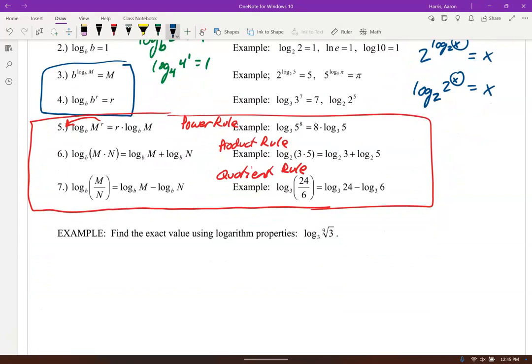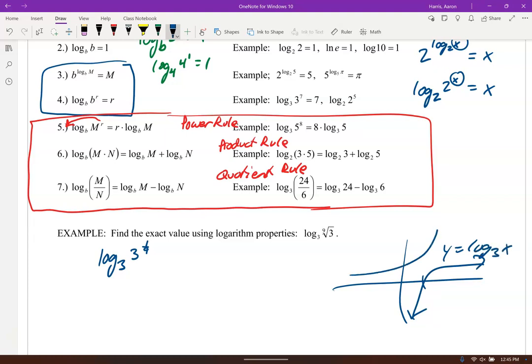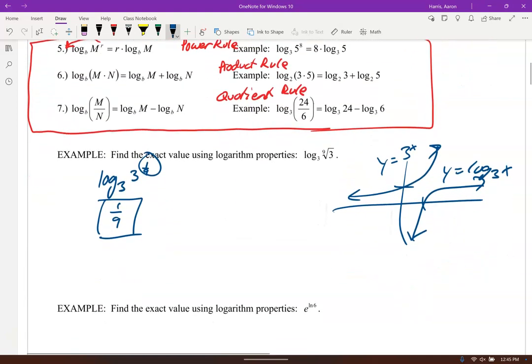So I've got here, notice I have log base 3 of the 9th root of 3. So I'm going to write that as 3 to the 1/9. Well, I know, here's log base 3 of x, and here's 3 to the x. Well, I put them together, they're going to undo each other. Log base 3 of 3 to the 1/9, they're just going to undo each other and leave you with 1/9. Right, that's the rule.